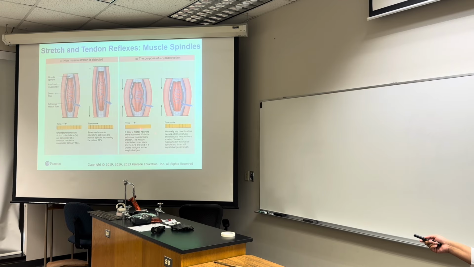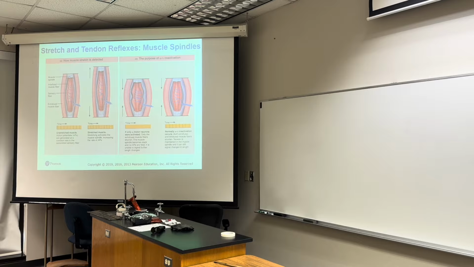So if only alpha motor neurons were activated, only the extrafusal muscle fiber shortened, the muscle spindle becomes slack and no action potentials are fired. It is unable to signal further length changes. However, if normally alpha-gamma coactivation occurs, both extrafusal and intrafusal muscle fibers shorten, tension is maintained in the muscle spindle, and it can still signal changes in length. So what does that mean?